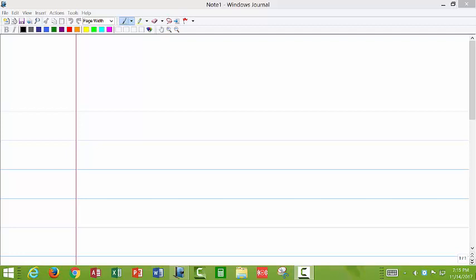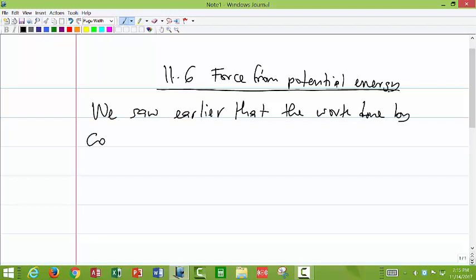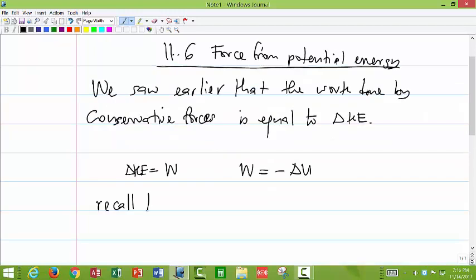Force from potential energy next. So we saw earlier that the work done by conservative forces is equal to the change in kinetic energy. So we had change in kinetic energy equals work, and we said that the work was equal to minus the change in potential energy. Recall that for constant force, work is equal to force times distance delta x.